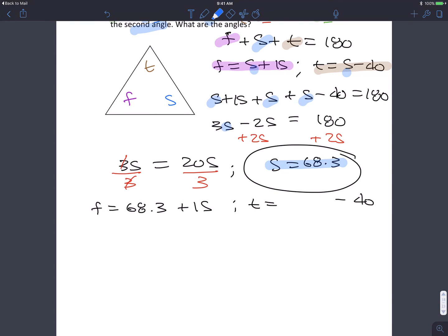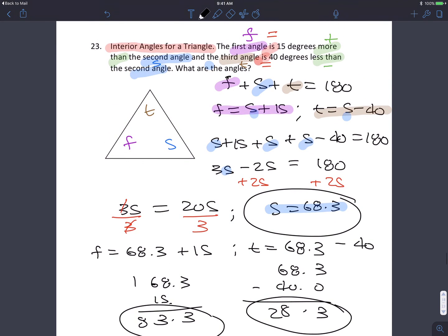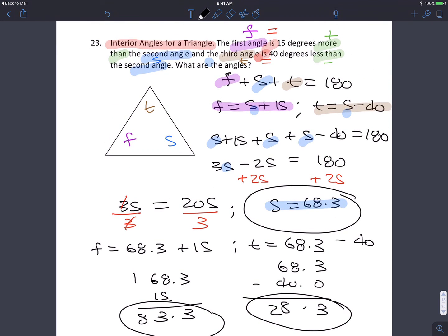68.3 here. Let's do this. So if I add, I get 83.3 for the first, and then if I subtract, 28.3 for the third. Here you go.